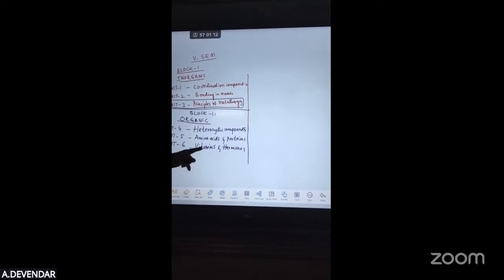Next, hormones. What are the hormones secreted by human beings? The pituitary gland is the master gland. Insulin will be secreted by the pancreas. And from the hypothalamus, what are the secretions we get? These are the topics in block one and block two.